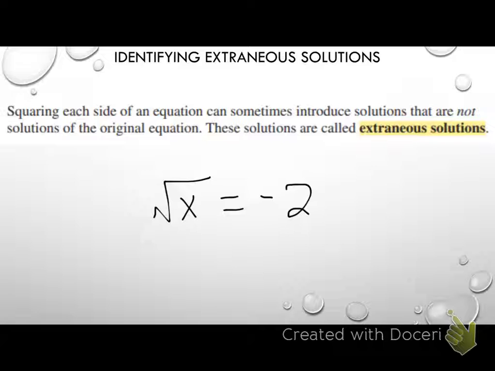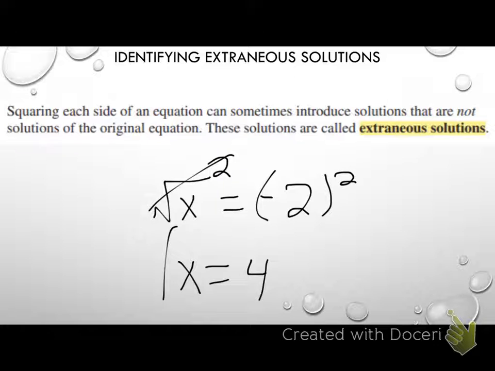You gotta square them both. Square both sides, right? If I square that, that'll cancel out the square root. Whatever I do to one side, I got to do to the other. So what would I be left with on the left-hand side? X. What's negative 2 squared? Negative 2 times negative 2? 4. So that looks like it should be my solution, right?